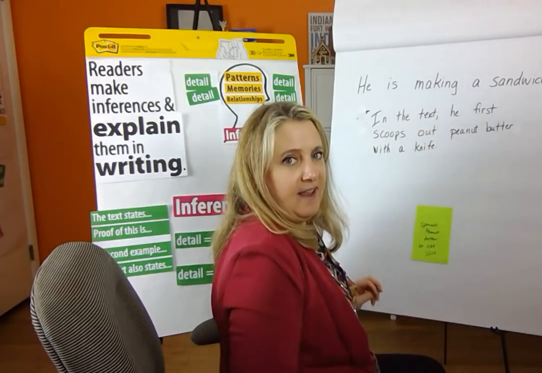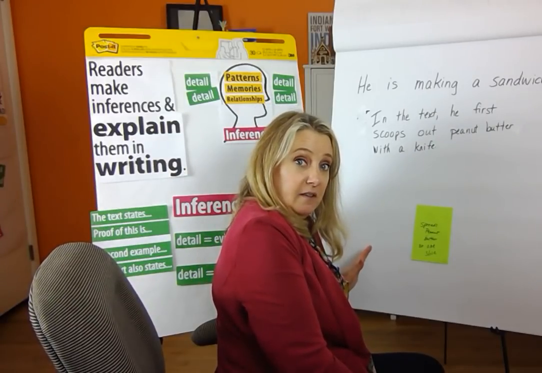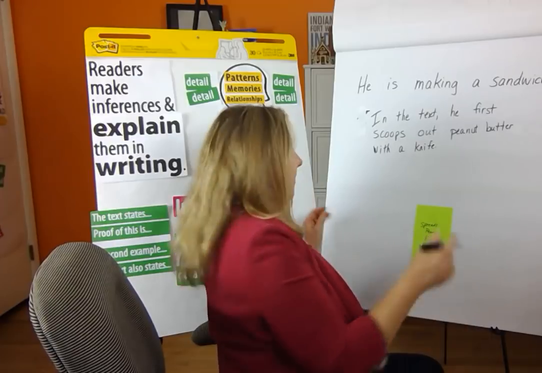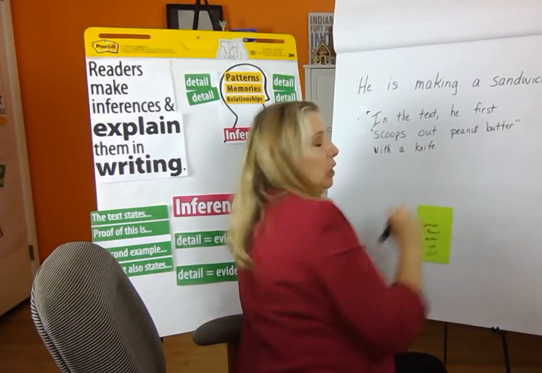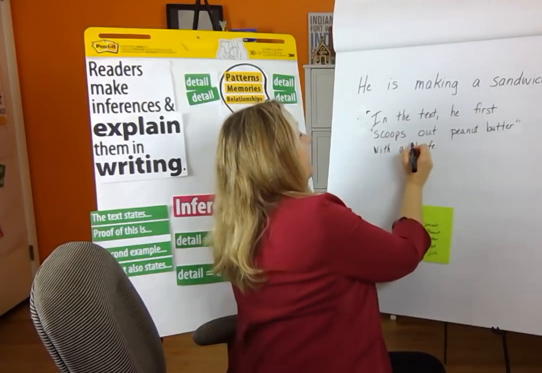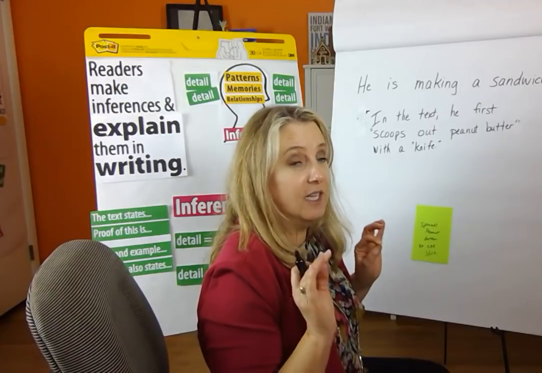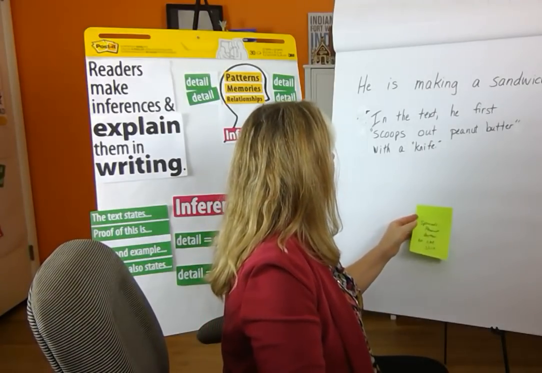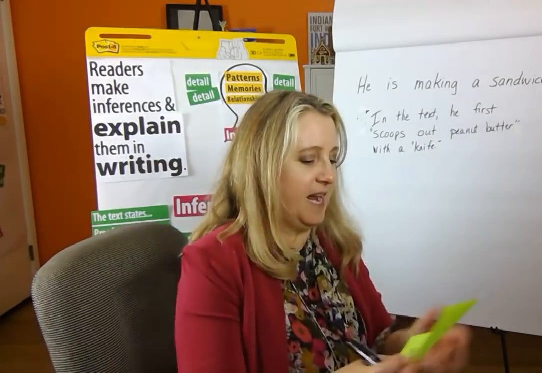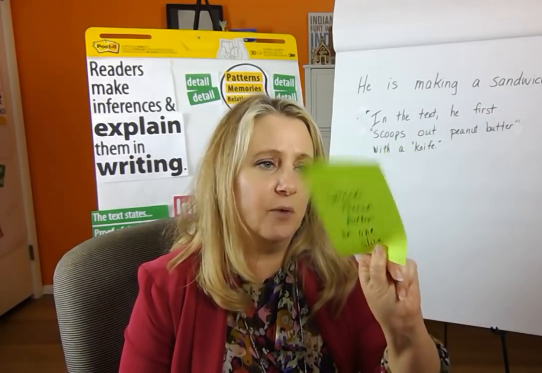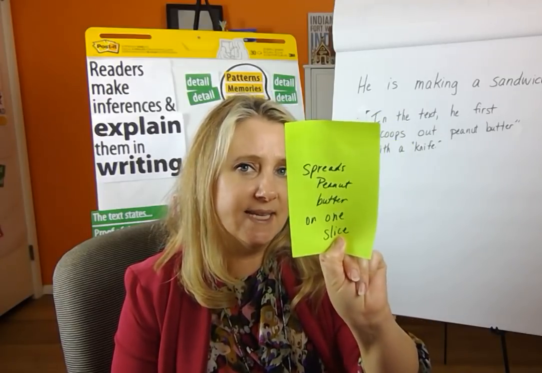Good one. Now, is there anything that came directly from the text? Well, we want to show them that it came directly from the text. Scoops out peanut butter. Good. And knife. Yes, it does mention that. So we want to put quotation marks because it came directly from the text. Oh, man, you guys are getting so good at this. Okay, so now the other detail we have. Spreads peanut butter on one slice.